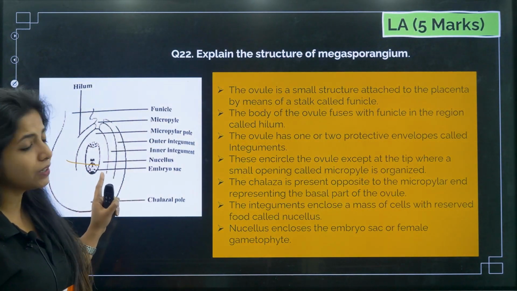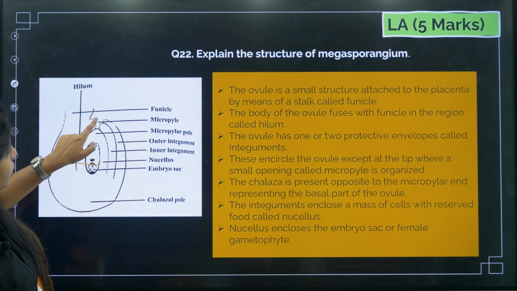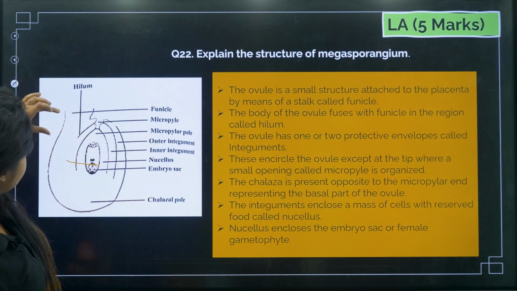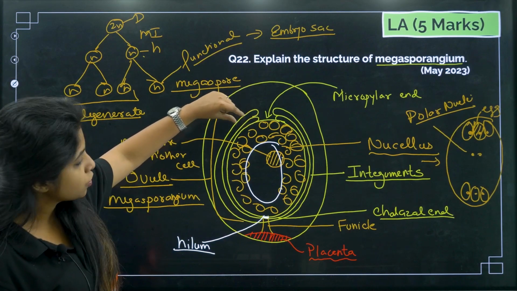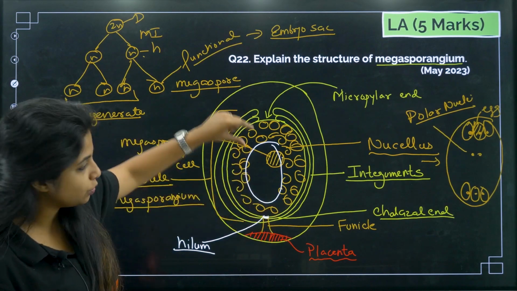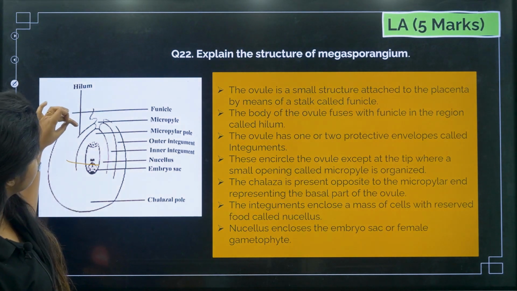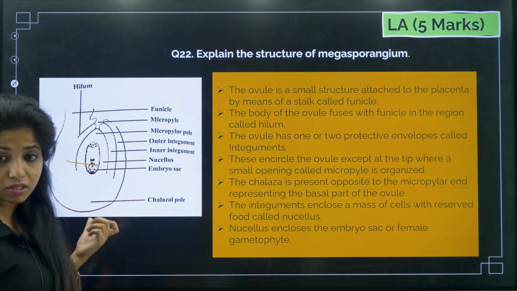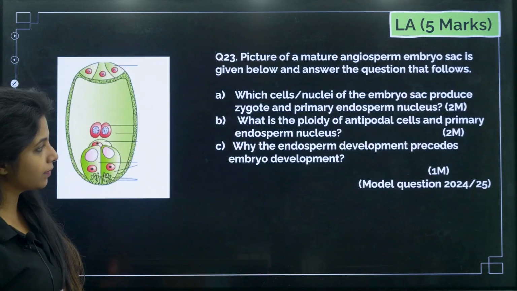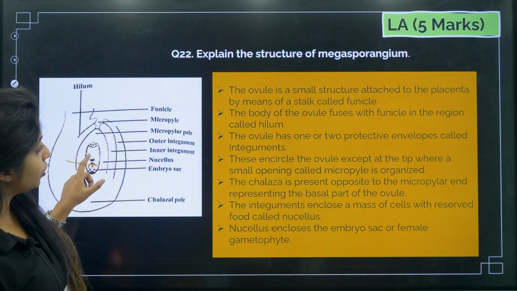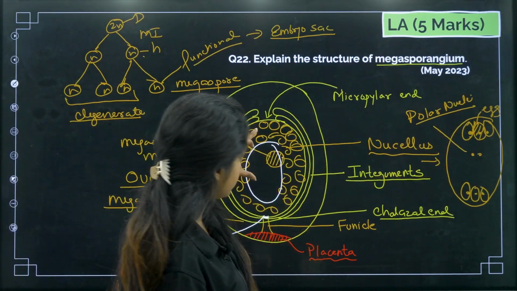This is the picture that is given in your NCERT, where you see the hilum is over here. This is the funicle. They have placed the hilum over here, that's the only difference, so don't get confused. You have the integuments and everything. This chalazal point is still over here because the micropylar end is over here. Okay? So if you want, you can make the embryo sac over here.